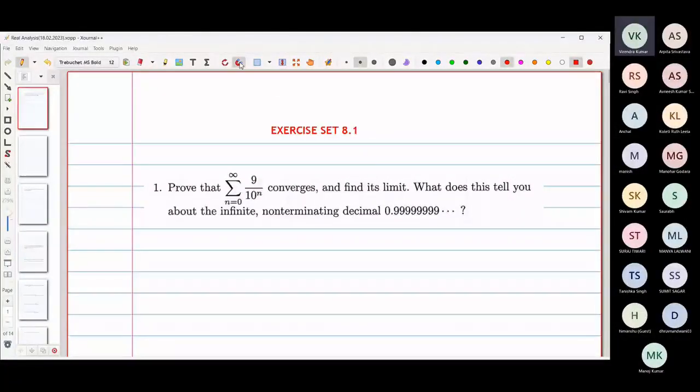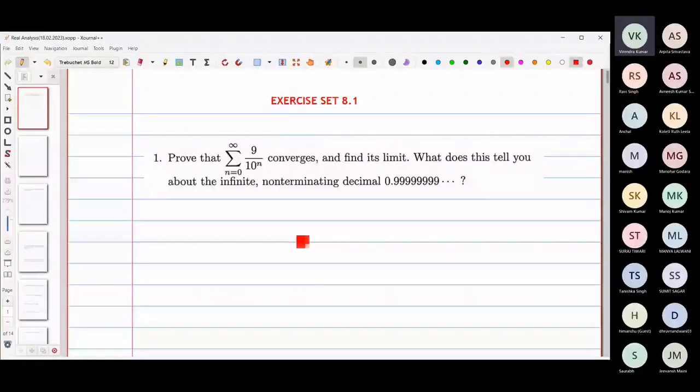So I have noted down certain questions from exercise 8.1, in fact, all the questions. In some cases, I will be giving some hints, and the other questions which I have already discussed, I will skip. Okay. So this was the first question from exercise 8.1.